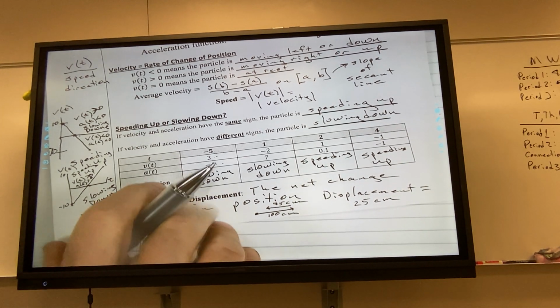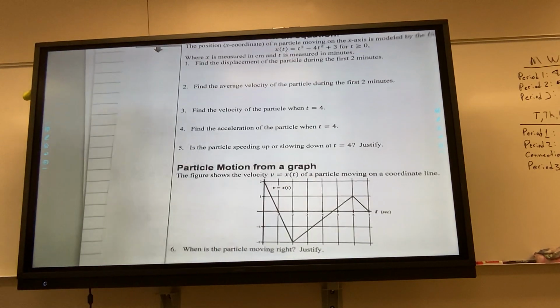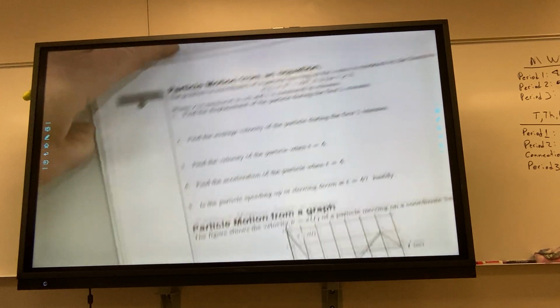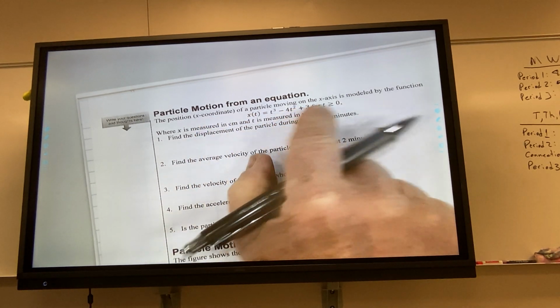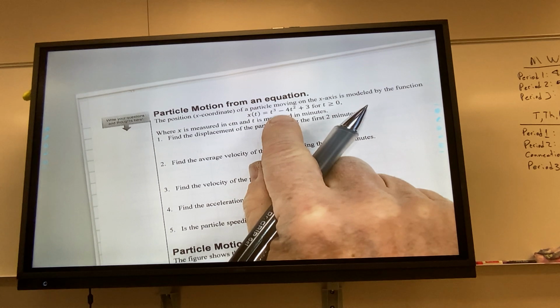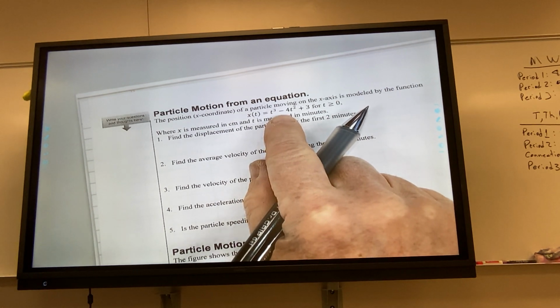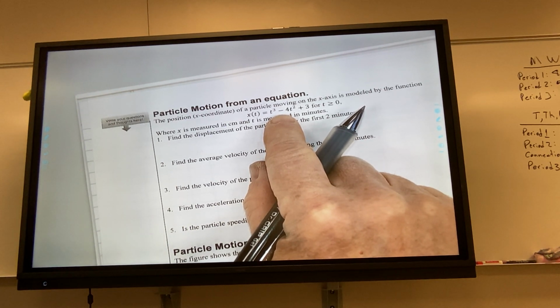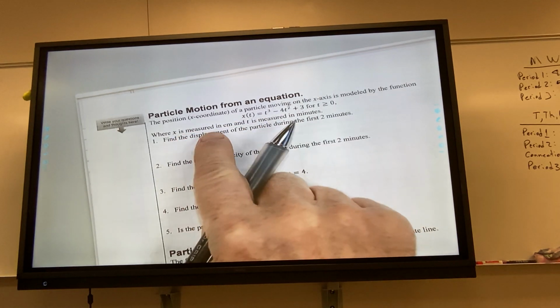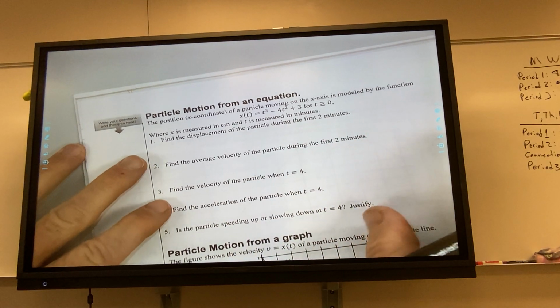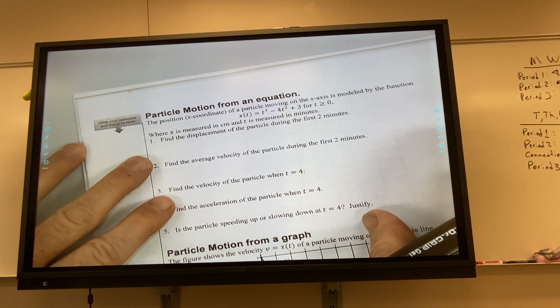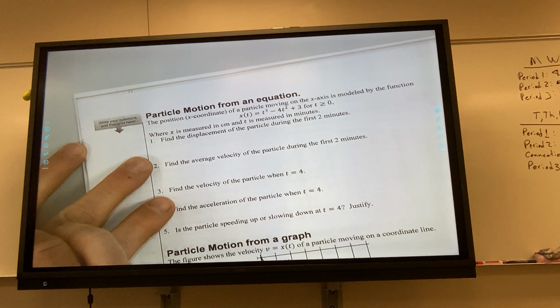Doing okay? Backside. Okay, so it says the position, the x-coordinate, of a particle moving on the x-axis is modeled by this function. So there's a particle that's just sliding around on the x-axis. You kind of got the idea? It's going back and forth. And where x is measured in centimeters and t is measured in minutes. Find the displacement for the first 2 minutes. So how would I do that?